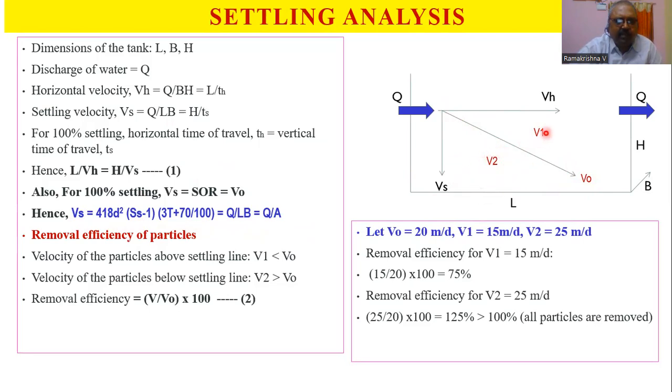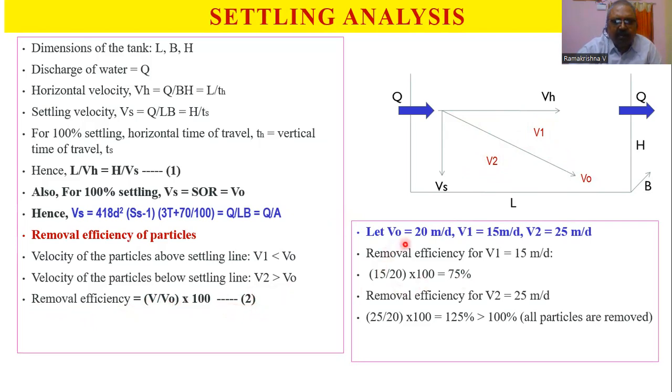And when Vs is less, that means d square is also less compared to the ideal velocity. So some particles will be there under suspension. How are you going to find that out? The settling removal efficiency of these particles, we take as a ratio of the settling velocity of that particular particle with respect to SOR, which is nothing but the ideal settling velocity. Based on that, we will be deciding what percentage of particles are settled down.